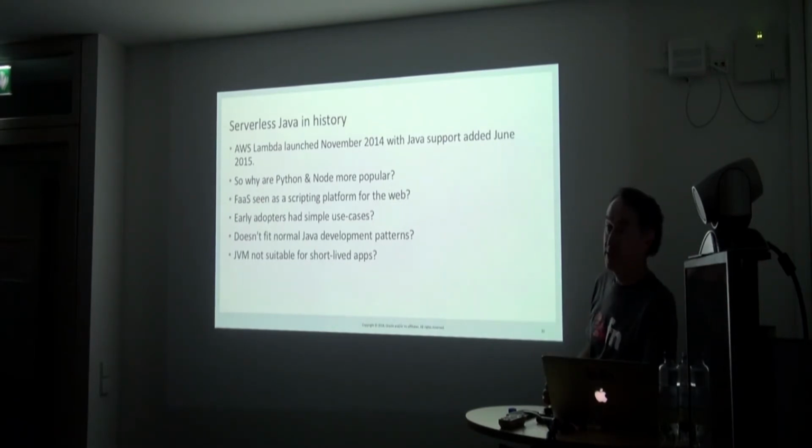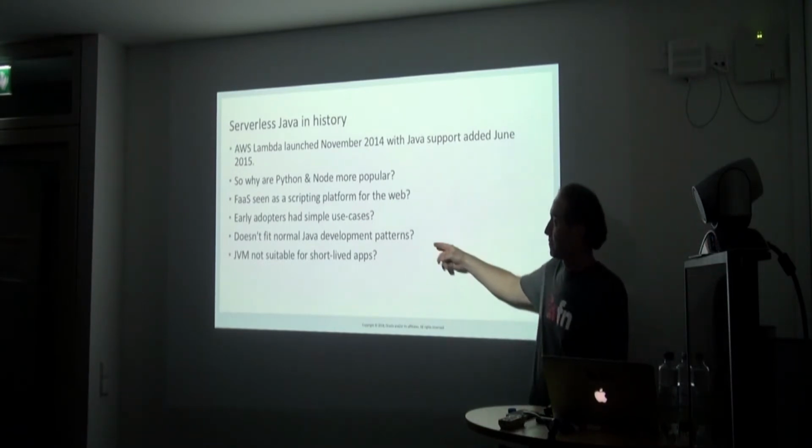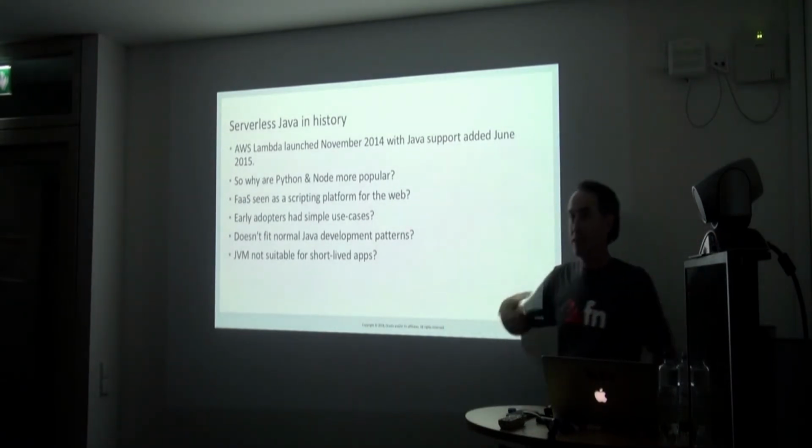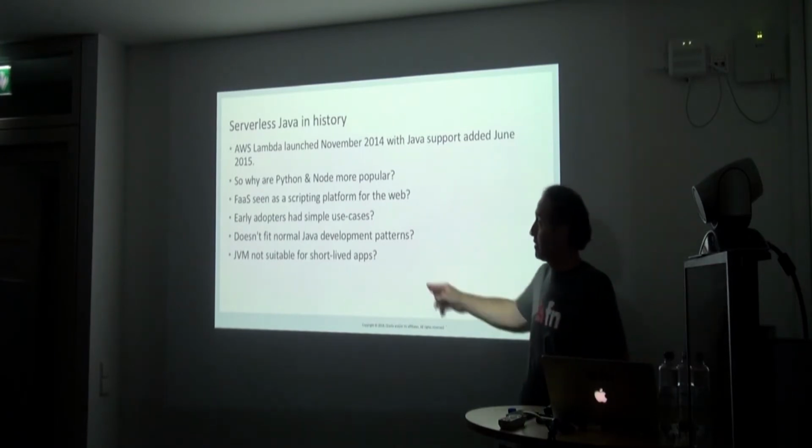Maybe the first people using this had simpler use cases. I don't know if that's possible. If you're an enterprise, you have complicated use cases. The last two are really good questions. Does Java development not fit the style that people are used to with building functions? What's been provided so far? And is the JVM a problem?